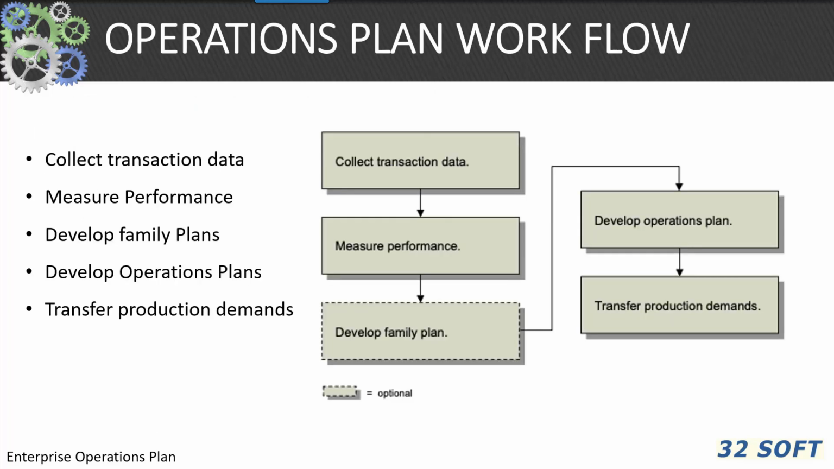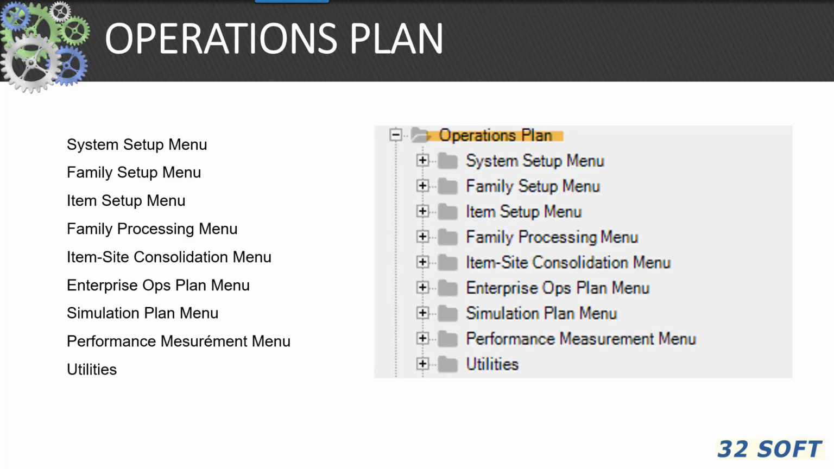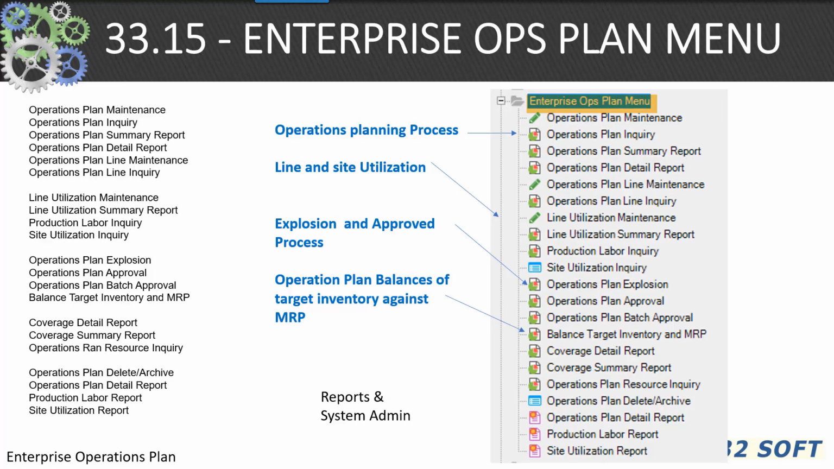If we hark back to our slide number 9, defining how you do sales and operations planning, here it is in terms of QAD. Collect the data, measure performance, develop family plans, develop your operations plan, and then transfer production demands to operations. The operations plan menu gives us the setup, family, all that we went through. So let's take a quick look at the enterprise operations plan.